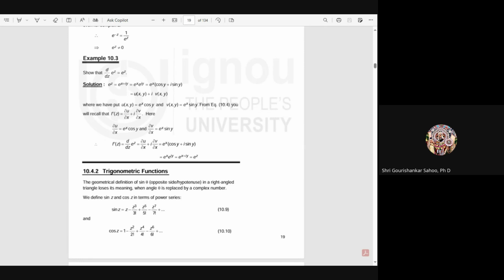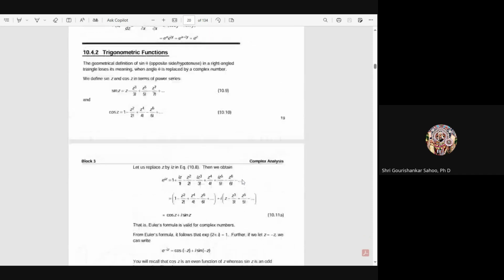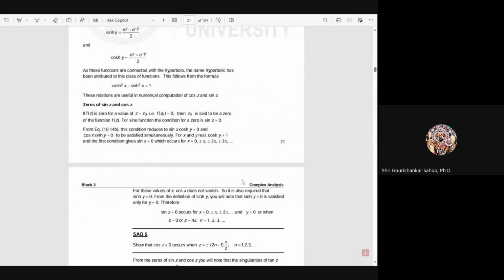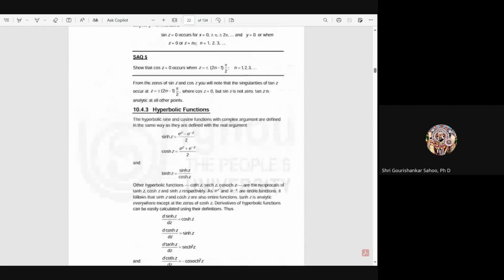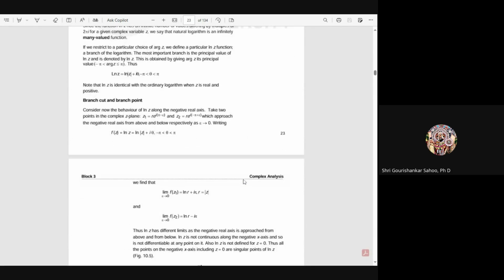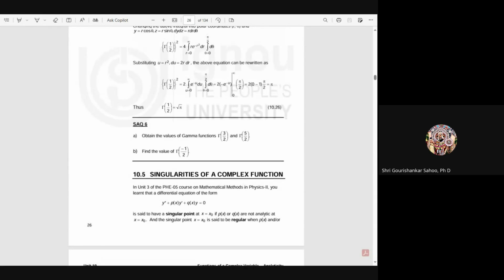And your f dash is equal to integrating the original function, that is your e to the power x plus iy, or e to the power x cos y plus i sin y. You can have your e to the power z. Okay, so this is example 10.3. Then your trigonometric function, then your hyperbolic function, then your branch cut, you have read all this, logarithmic function, gamma function. Okay, for all those, then it is SAQ6.